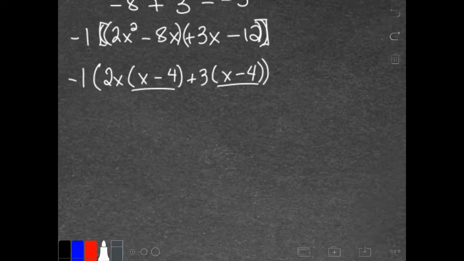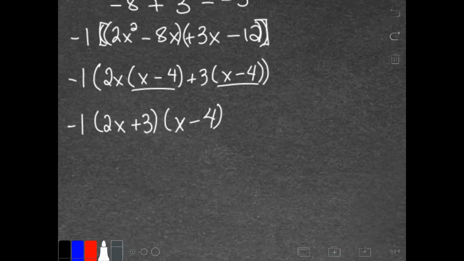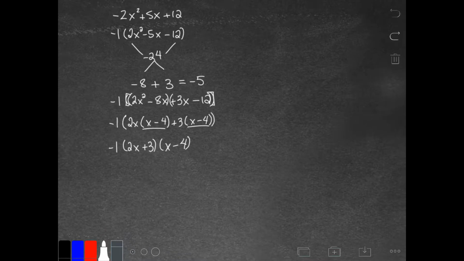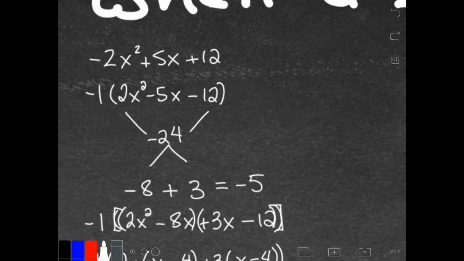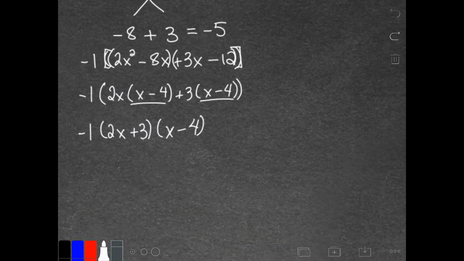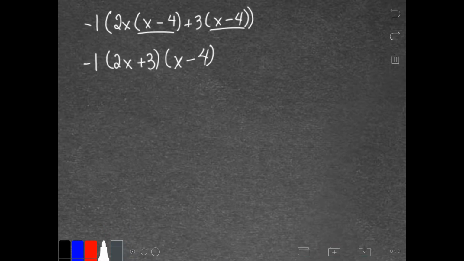Factor out a common binomial. Again, rewrite the negative 1. And when I factor out that common binomial of x minus 4, what do I have left over? 2x plus 3 times x minus 4. And again, if you want to do a check, go ahead and distribute all of the terms. You will get our original trinomial of negative 2x squared plus 5x plus 12. Don't forget to circle your final answer.